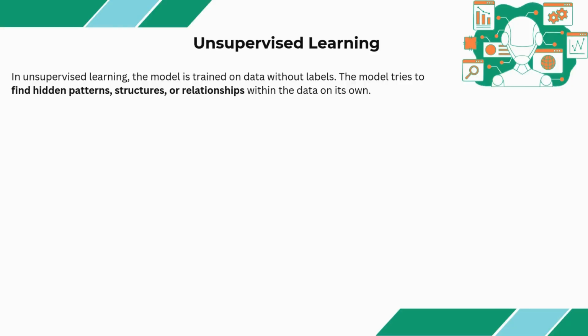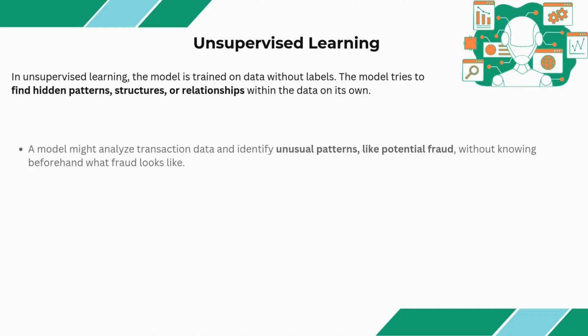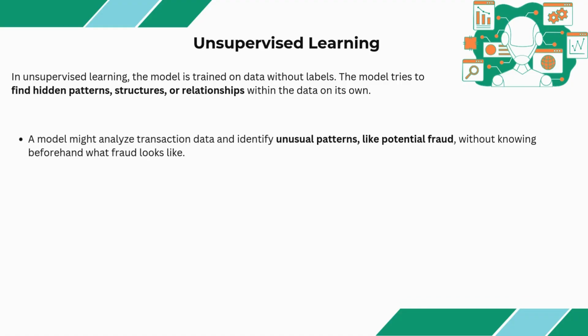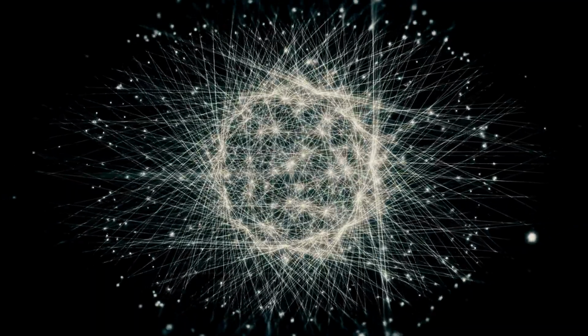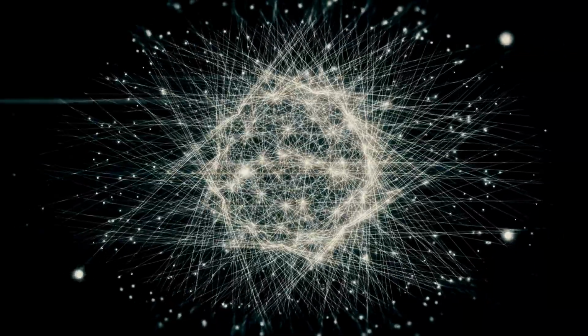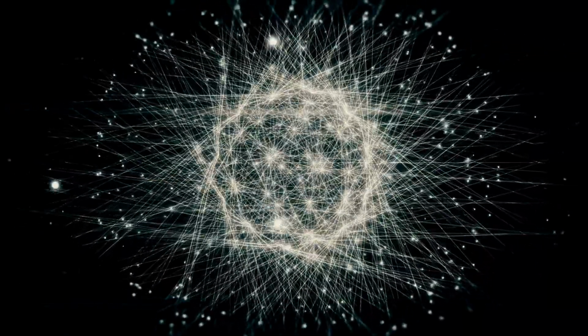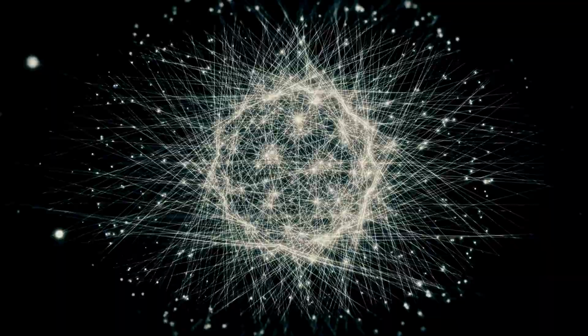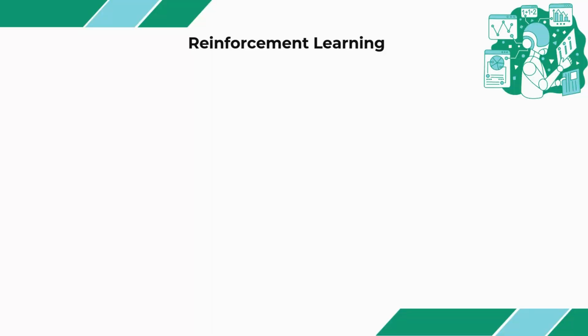The next learning method is unsupervised learning. In unsupervised learning, the model is trained on data without labels. The model tries to find hidden patterns, structures, or relationships within the data on its own. So let's take an example of financial transactions. A model might analyze financial transaction data and identify unusual patterns like potential fraud without knowing beforehand what fraud looks like. So it will try to identify patterns, structures, and relationships, and it will try to tell us which transactions are fraud.